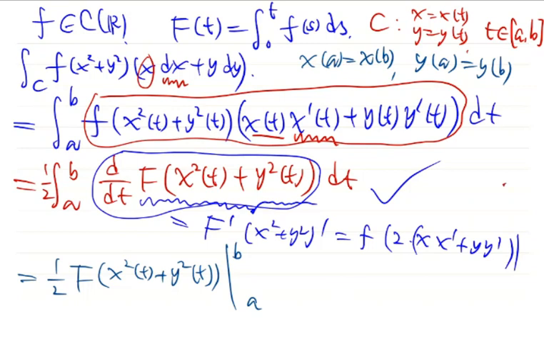So when t equals A, you start to travel, and when t increases, you travel along the curve. At the end, when t equals B, you go back to the initial point. The end point and the initial point coincide. So this gives us zero, because this quantity takes the same value when t equals A and t equals B. Therefore, the result is zero. So this is the correct proof of this problem.